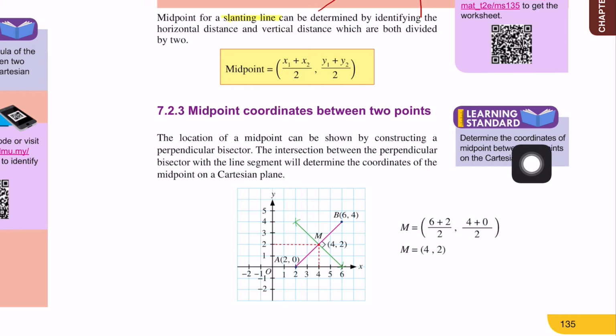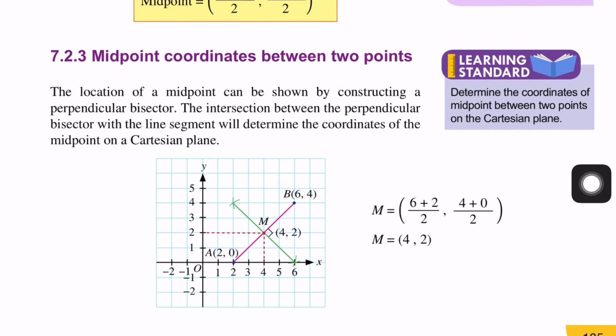Determine the coordinates of midpoint between 2 points on the Cartesian plane. So for example, you have these 2 points, you have 2, 0 and 6, 4. Kalau tak kita kena lukis macam ni kan, leceh betul. So untuk mengelakkan, to avoid, we need to draw this line, we can use this formula: x1 plus x2 divided by 2, y1 plus y2 divided by 2.